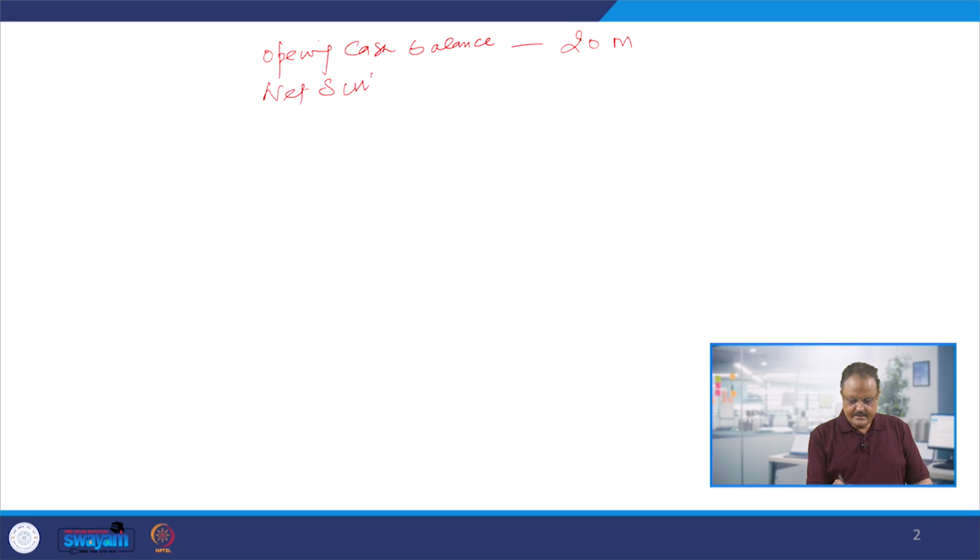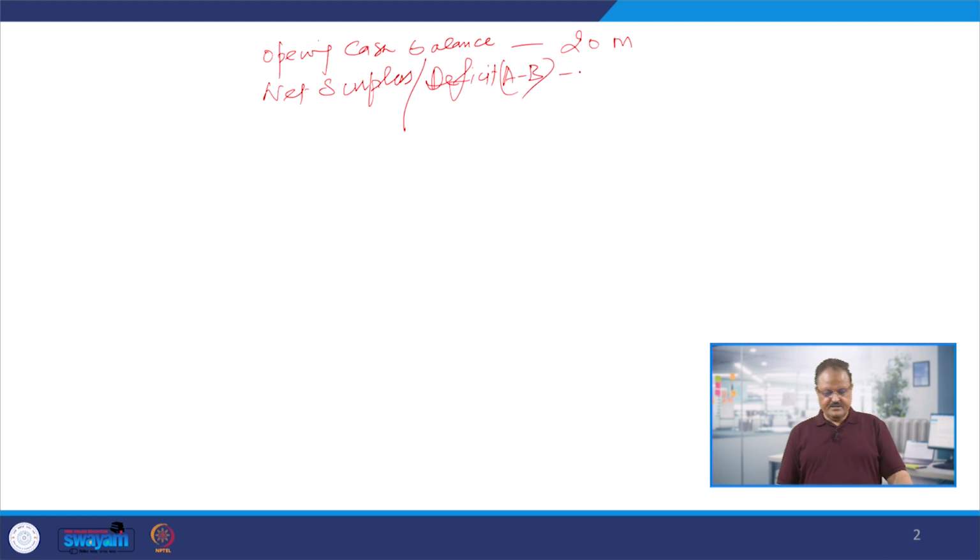And in this we will have to find out how much is the difference, the net surplus or deficit from A and B, right? A and B, so you call it A minus B. So this is going to be how much? Net surplus or deficit, A minus B, is going to be 10 million.